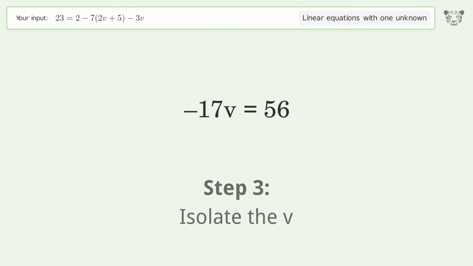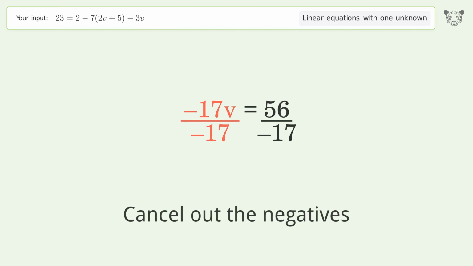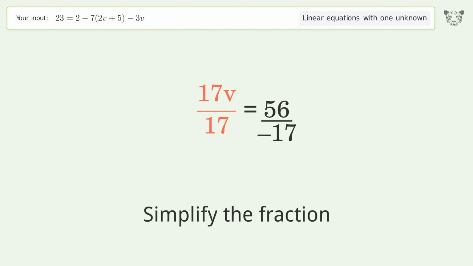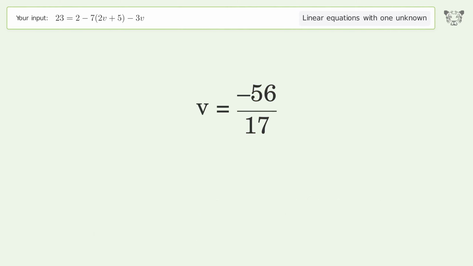Isolate the v. Divide both sides by -17. Cancel out the negatives. Simplify the fraction. Move the negative sign from the denominator to the numerator. And so the final result is v equals -56/17.